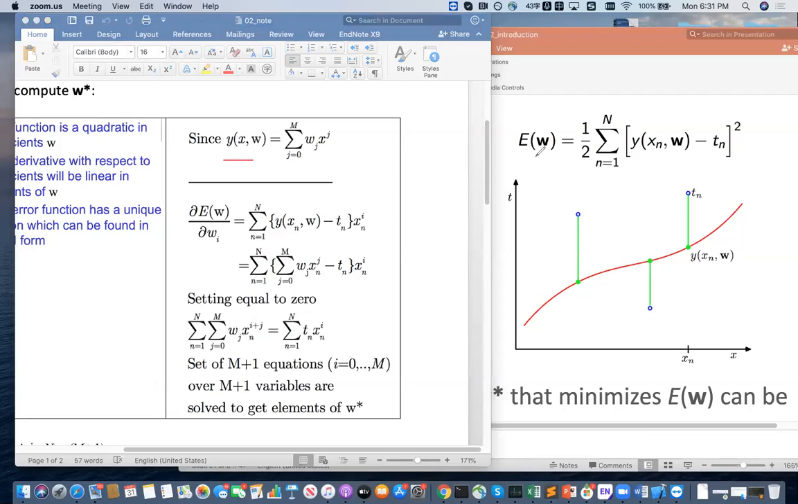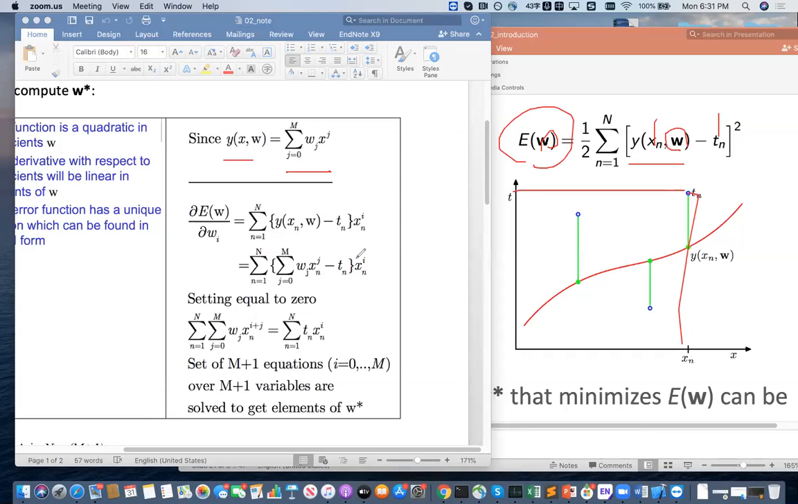So this y is just this y. It's a polynomial function. I want to minimize this error, and it's a function of w, because y has a w, and xn and tn are constant once you have the training data. These are xn, and this is tn.